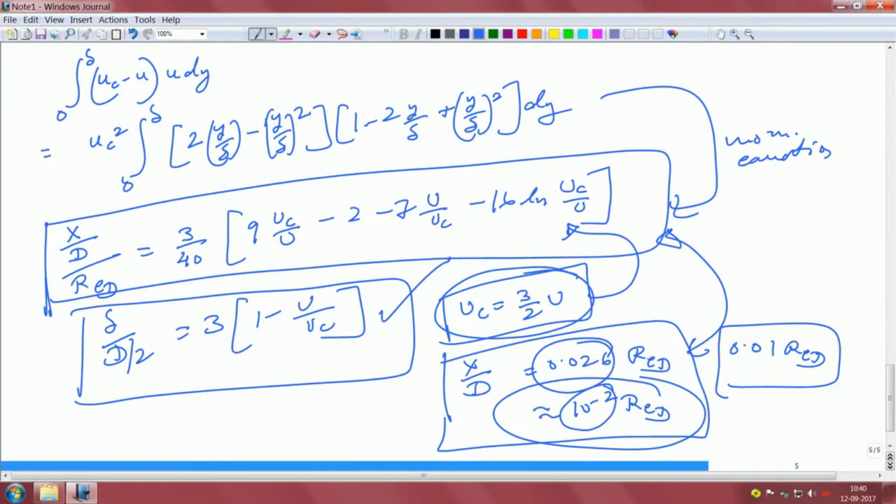As we said, two things got established. Your Uc actually varies with x, it does not vary with y, and Uc is a lot higher than the free stream velocity u. This is obvious, because there is a velocity deficit due to the boundary layer, so naturally the mean flow or Uc has to accelerate to make up for that. But this value of 1.5 is something that you should keep in mind.